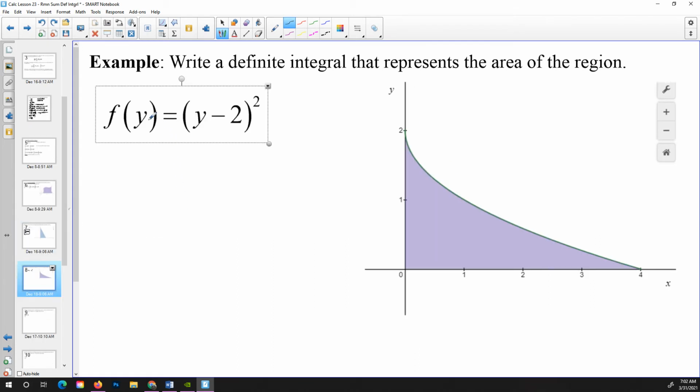Here we have a function that is not defined by x's, but is defined by y's. So when we think about our rectangles in this particular instance, we're drawing them this way because our function is defined by y. So here is our upper bound, here is our lower bound, just like it was along the x-axis in the last problem. So we can define this integral as going from 0 to 2 of our function f of y minus 2 quantity squared, and then our variable of integration will be y.